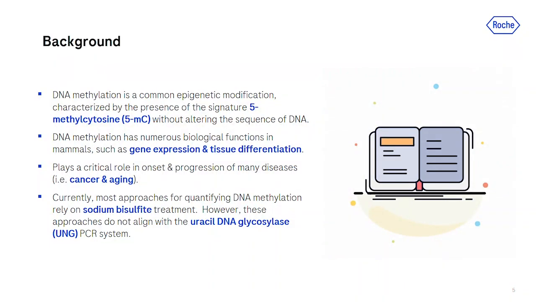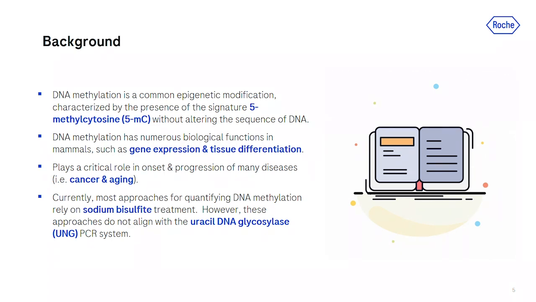DNA methylation is an important epigenetic mechanism used by cells to control gene expression and tissue differentiation. In addition, it plays a critical role in onset and progression of many diseases, such as in cancer and aging. DNA methylation often occurs as cytosine molecules within the CpG, cytosine phosphate guanine, dinucleotide sequence, and is characterized by the presence of the signature 5-methylcytosine without altering the sequence of DNA.